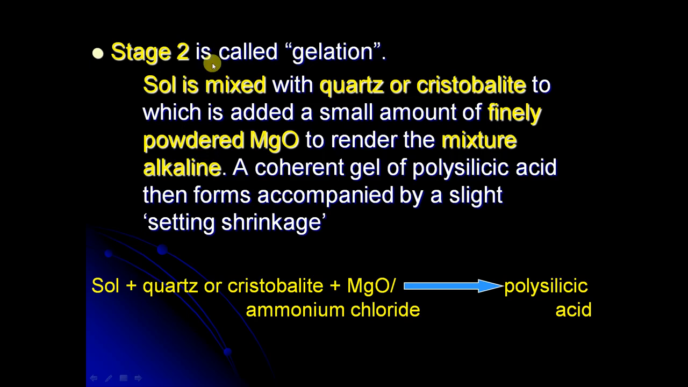So stage 1 is known as hydrolysis, stage 2 is known as gelation, that is, the solution is mixed with quartz or cristobalite, to which is added a small amount of finely powdered magnesium oxide to render the mixture alkaline. A coherent gel of polysilicic acid then forms, accompanied by a slight setting shrinkage. So basically this is the reaction in which the solution plus quartz or cristobalite and the magnesium oxide and ammonium chloride are mixed and form the polysilicic acid.